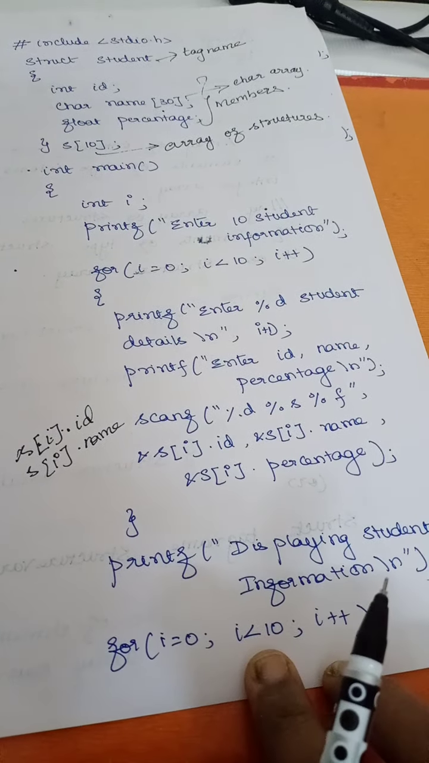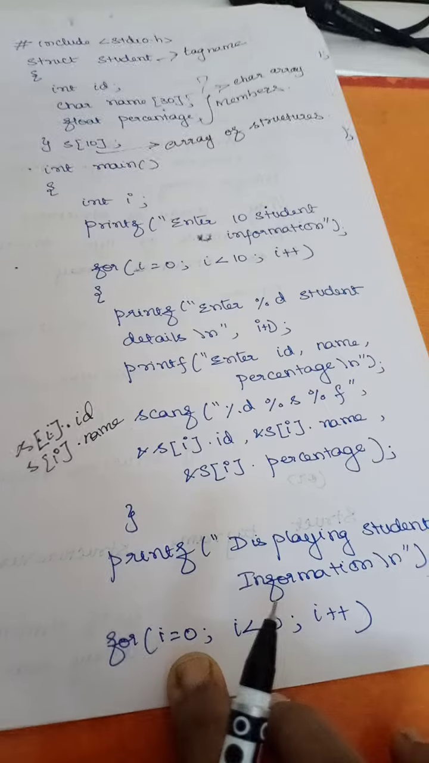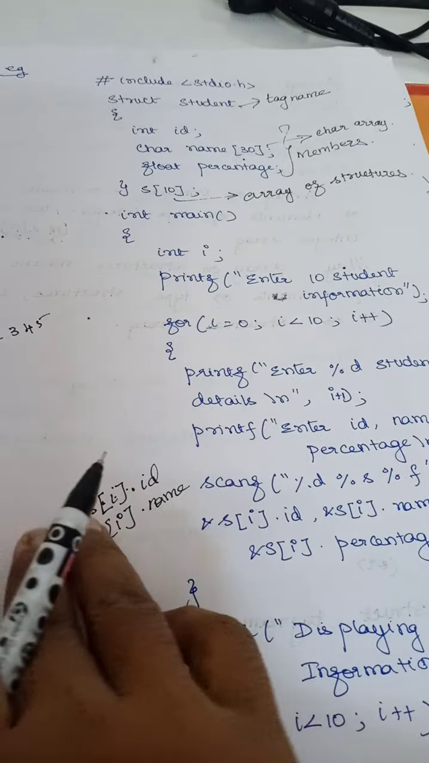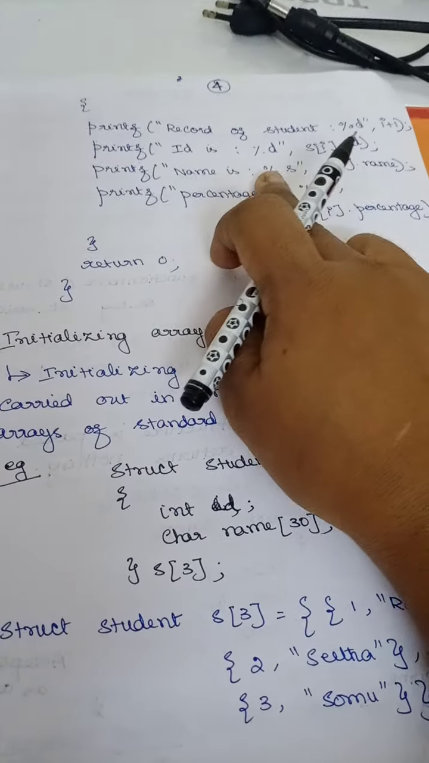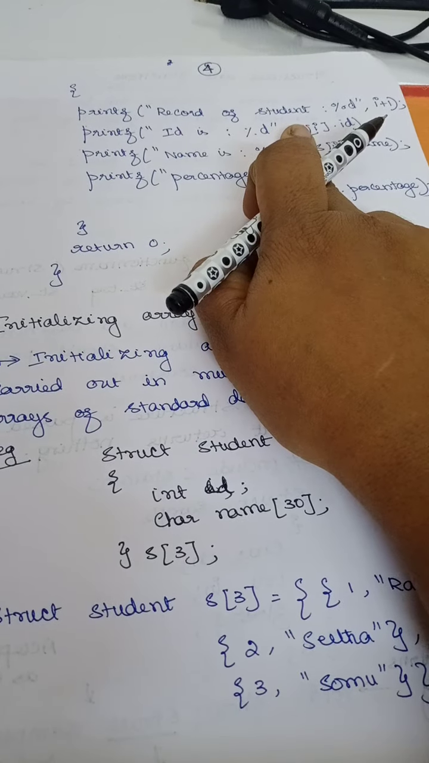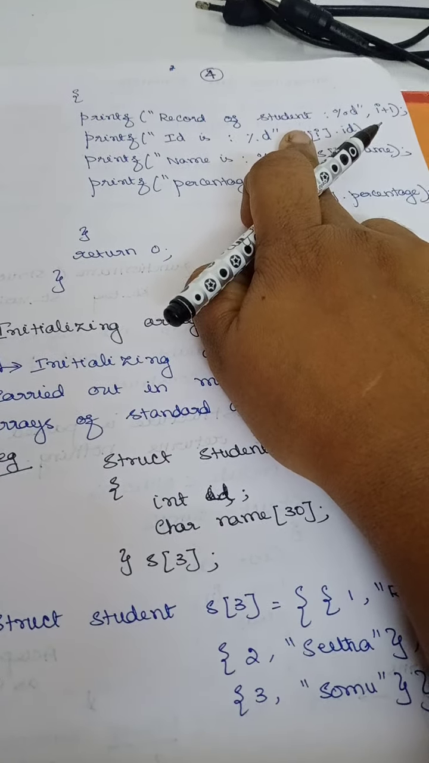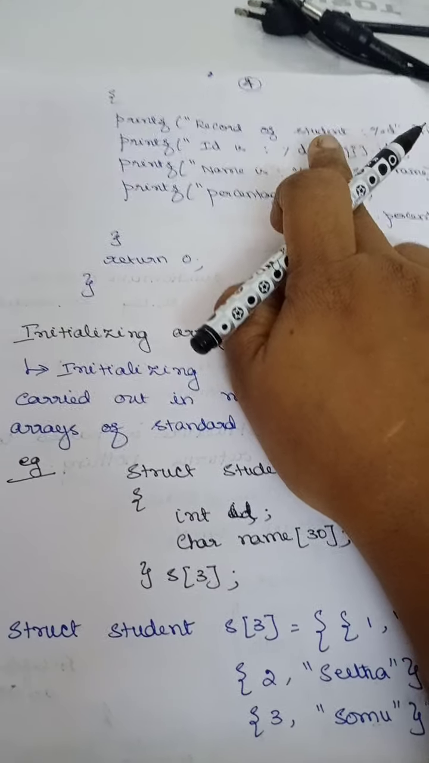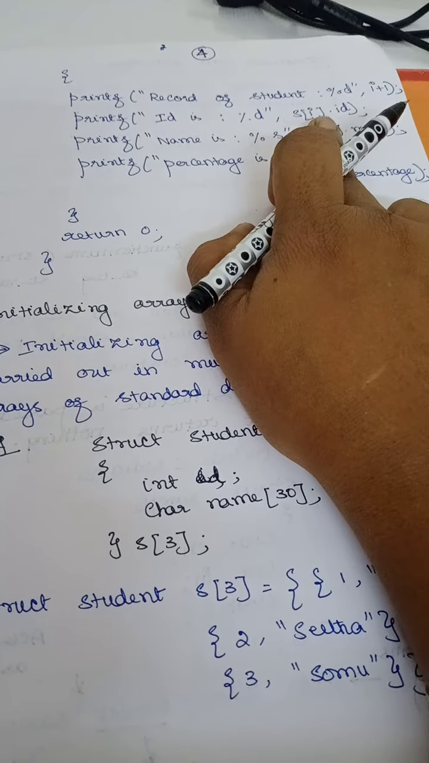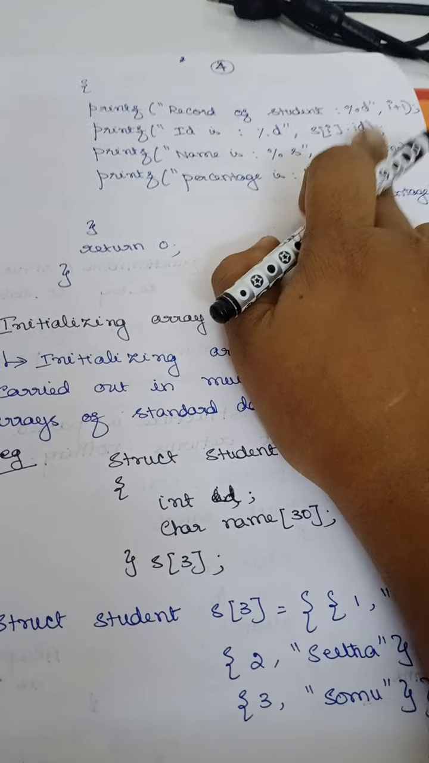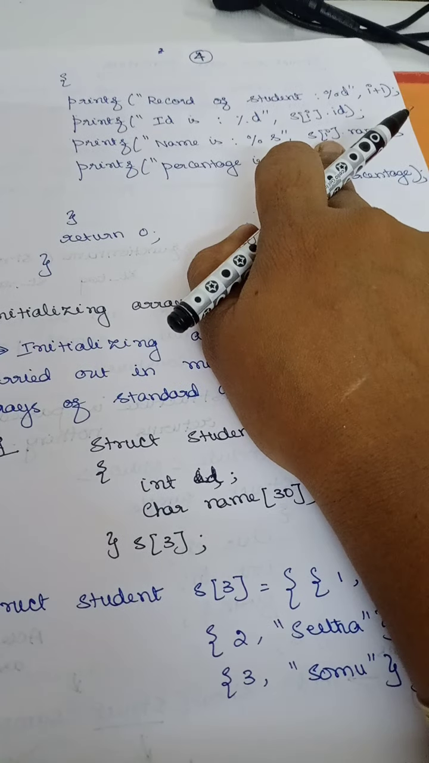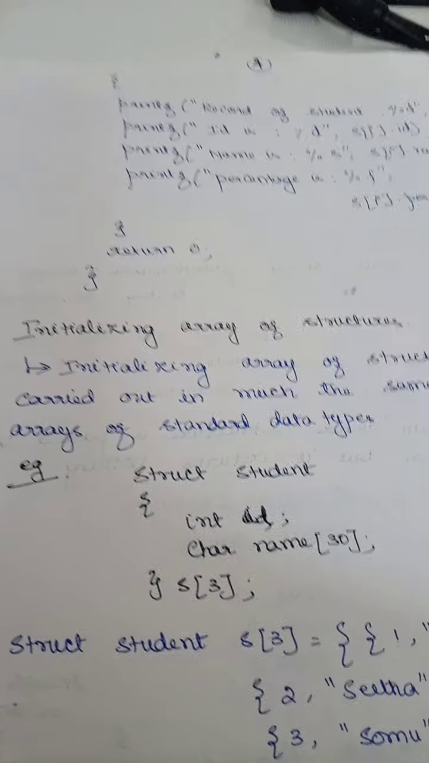Again, in printing the information, since the array index starts from 0, I have written 0. While printing, you can also write i plus 1 when you print the number and record of this particular student: first student, second student, 10th student. When I am printing here, again I have to use s of i dot id, and s of i dot name. Clear?